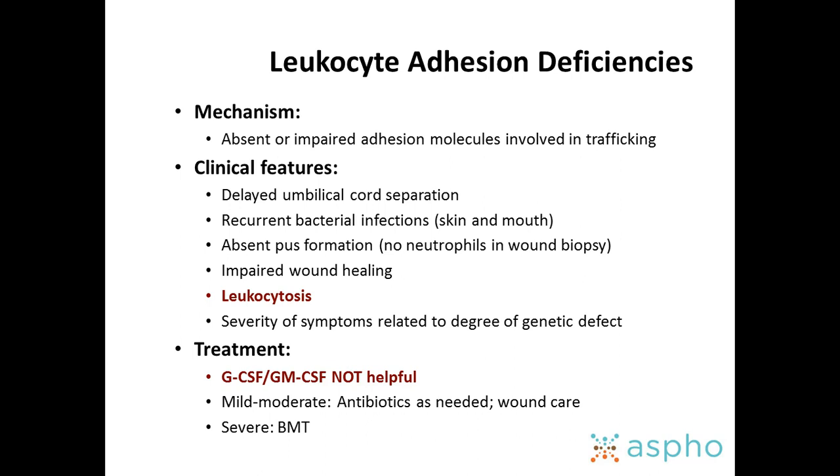So leukocyte adhesion deficiency: impaired or absent adhesion molecules involved in trafficking of neutrophils. So again, the delayed umbilical cord separation, recurrent bacterial infections, no pus in these patients. If you have all these problems but no pus, impaired wound healing, leukocytosis, so you actually have this paradoxical really high number of cells. They're just not getting to where they need to go. And the severity of symptoms seems to be related to the degree of the genetic defect. So giving more GCSF or GM-CSF isn't helpful because you just add more cells that can't get out to where they need to go. If they work at least somewhat, antibiotics and wound care are fine, but if it's severe, you need to get a new immune system.